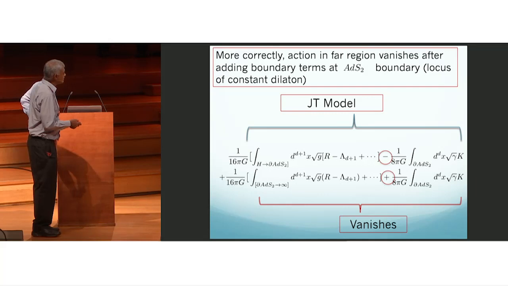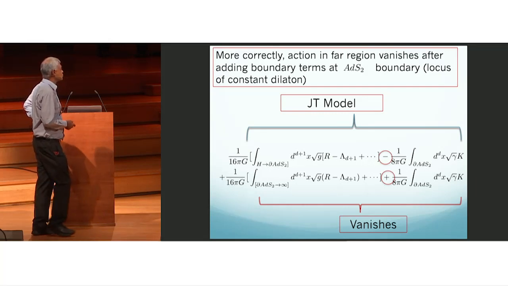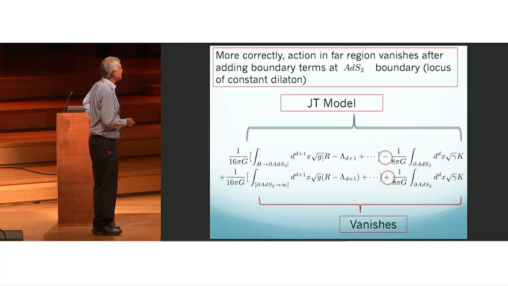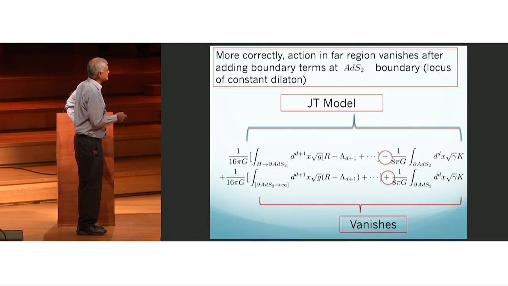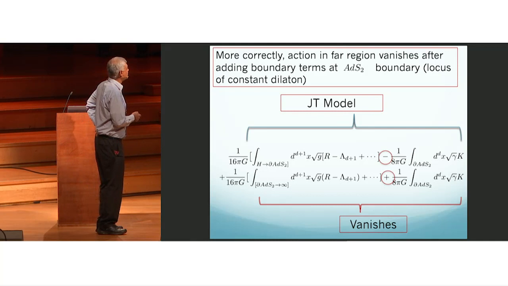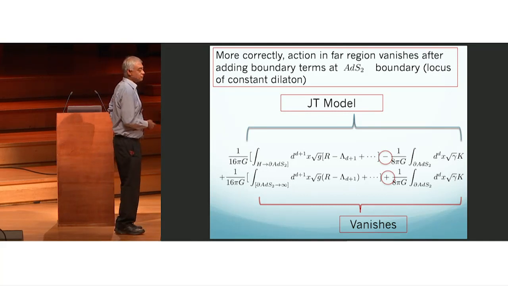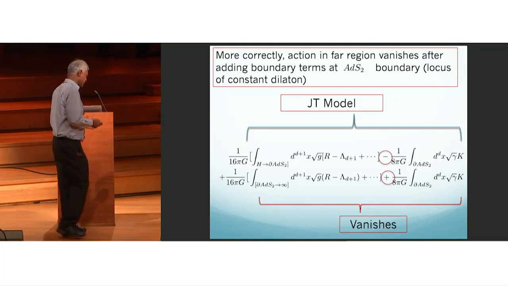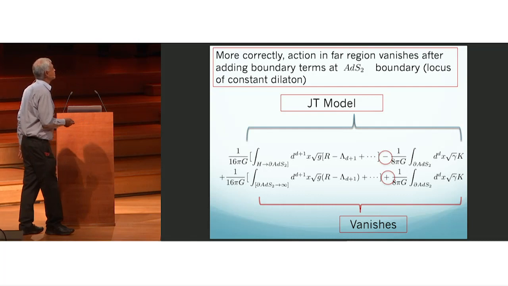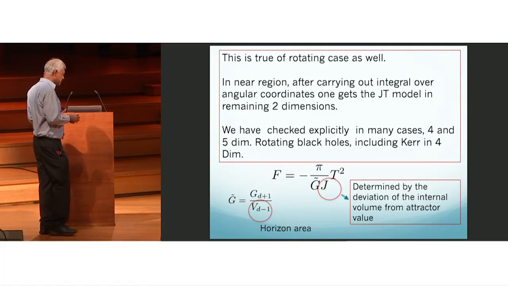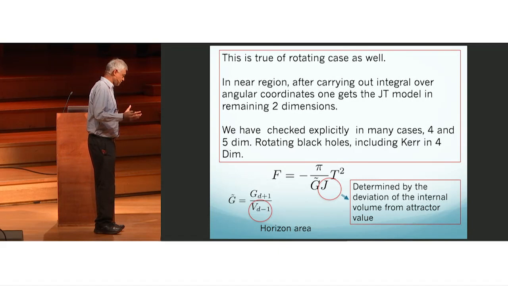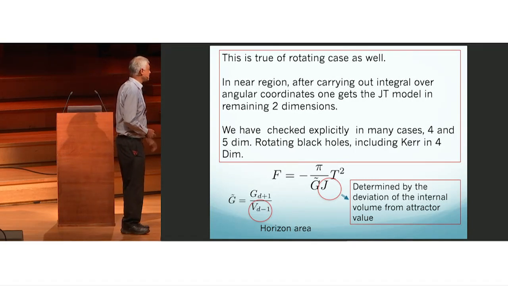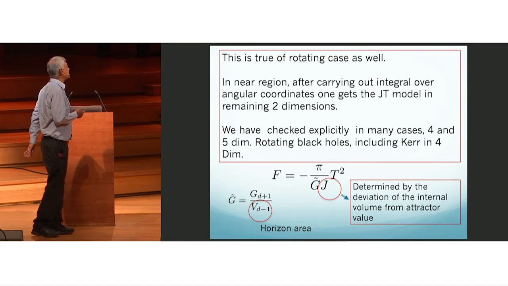Then it's in the presence of this boundary term that the action is actually an extremum on shell, and therefore the far region contribution vanishes. And it's precisely in the presence of this boundary term with the appropriate sign that the near region expression reduces to what you get in the JT model with its boundary terms. So that's how the agreement arises in a very nice way. Okay, and that argument is very general. It just arises from the fact that the on-shell action is being extremized. It's true in the rotating case as well.